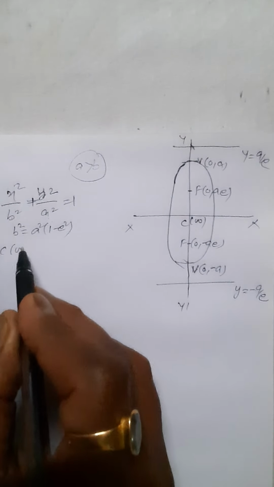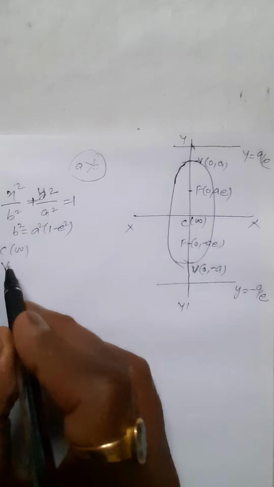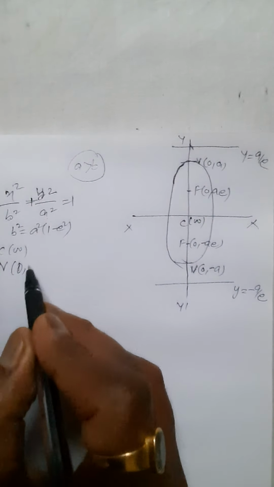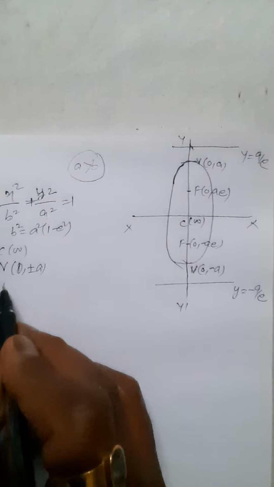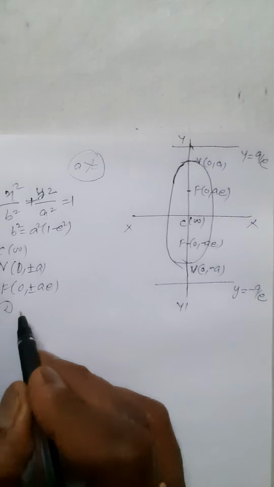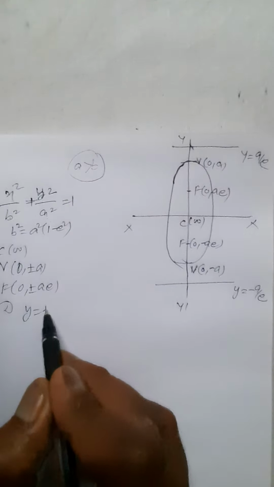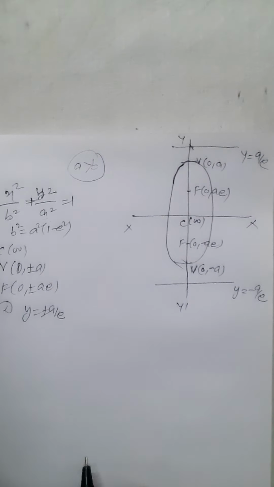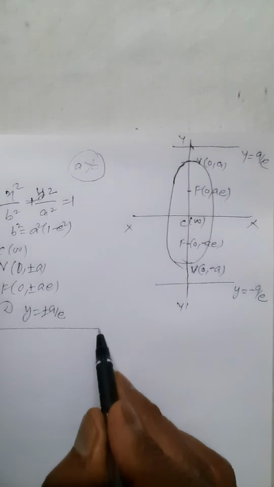Center coordinates are 0, 0. Vertices 0, plus minus a. Focus 0, plus minus ae. Directrix y is equal to plus minus a upon e. So these are the system.